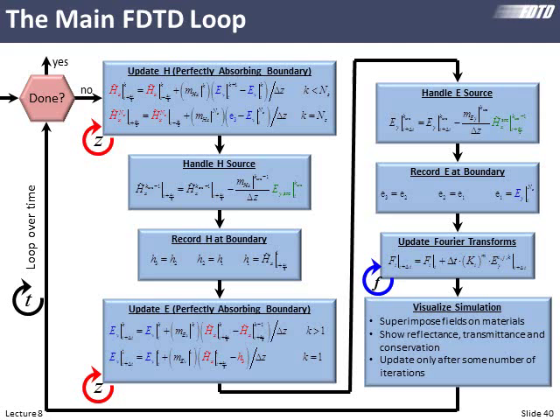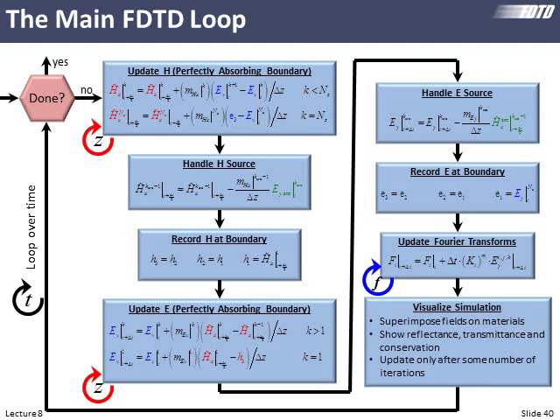Once we're done updating that across the entire grid, then at the one point in the total field, we subtract that correction term to handle the E field component of the source. Then we record the E field at the boundary. At this point, we'll update all of the Fourier transforms. I'm showing a delta T explicit here, although we may choose to do that outside of the main loop. At that point, all of the work of finite difference time domain is done.